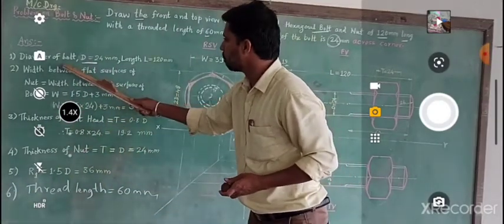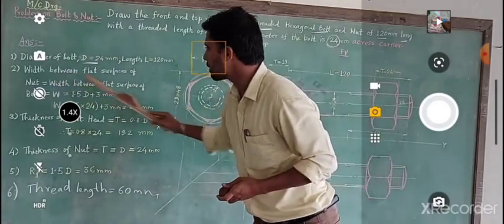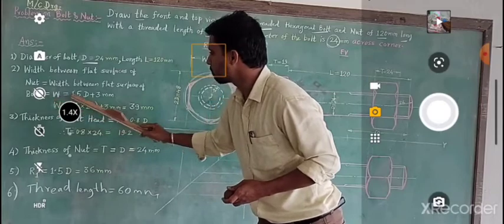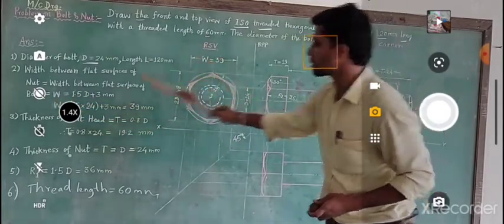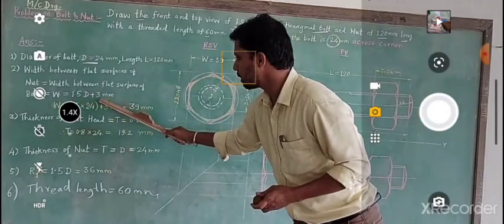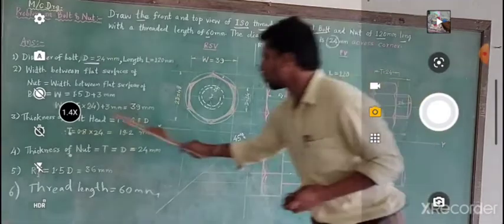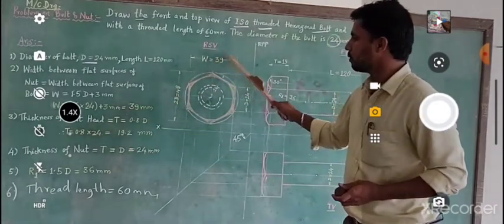Diameter of the bolt is 24 mm, length is 120 mm, and the width between the flat surfaces, W, is equal to 1.5D plus 3 mm. Here you can see this W calculation is given: 1.5D plus 3 mm. D is 24 mm, as already explained. So you get 39 mm. This 39 mm you have to take.